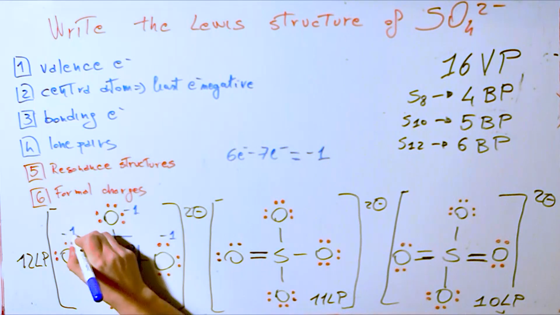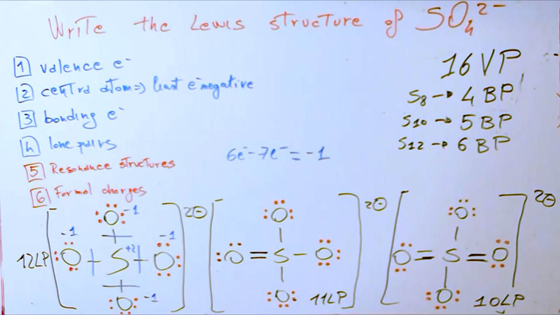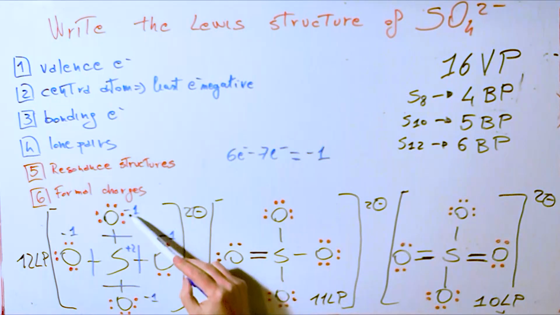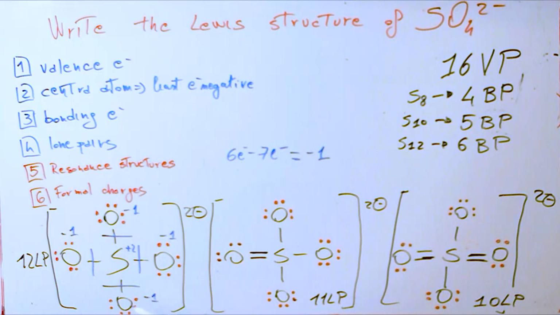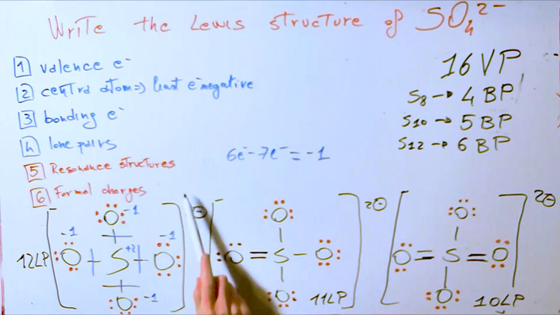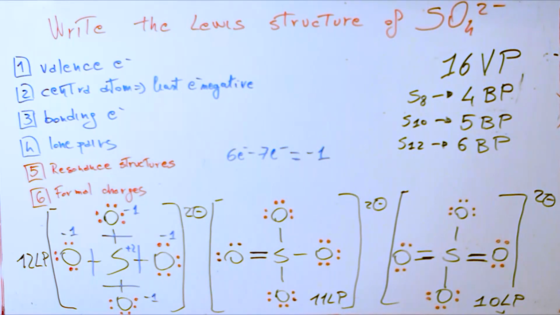We do not have to repeat the same things, okay? So let's calculate the total formal charges. It will be minus, plus, minus, plus, minus: -4. -4 plus +2 is -2. So this is actually in accordance with the charge of the ion. So we have done it correctly.